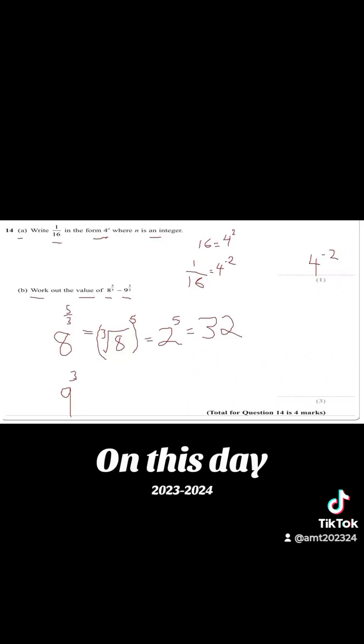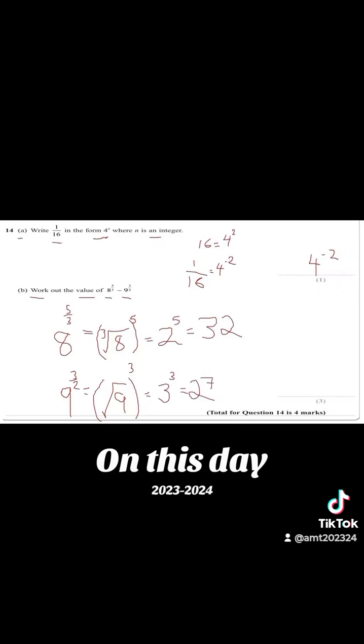Now 9 to the power of 3 halves. Again, take my time with this. I'm going to do the square root of 9, and then I'm going to cube my answer. The square root of 9 is 3, because 3 times 3 is 9. And I'm going to cube it. 3 cubed is 3 times 3 times 3, which is 27.